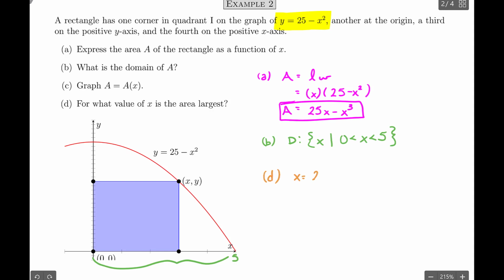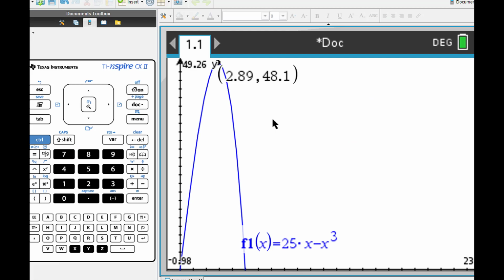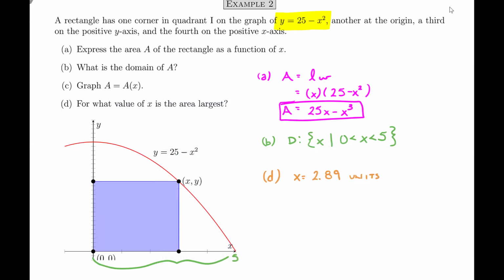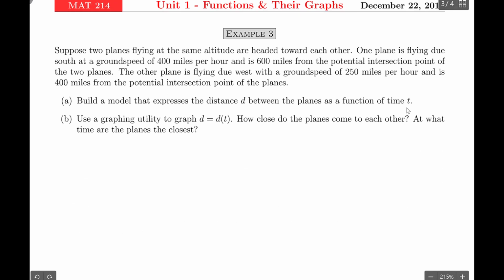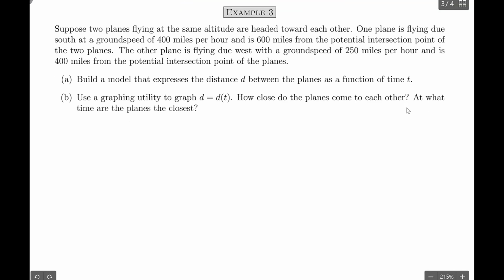x equals 2.89 units. And if the question went on to ask us what's the maximum area, it would have been the corresponding y value that we saw on the calculator, 48.1 square units. The last one, again, this is just an example-intensive set of notes. It's just a matter of understanding what you're looking at and setting things up.